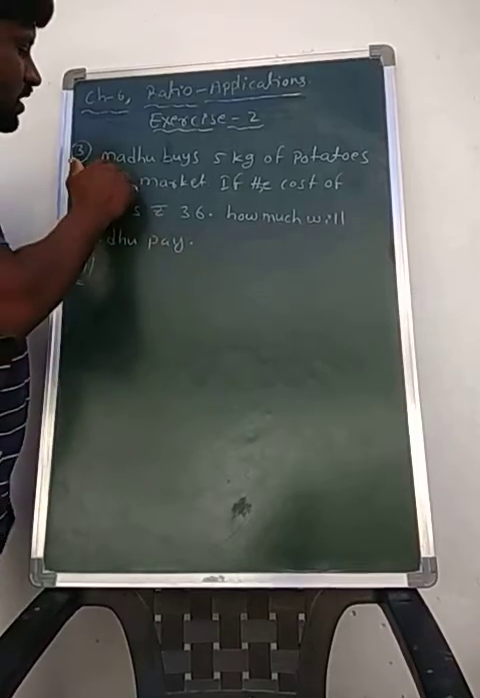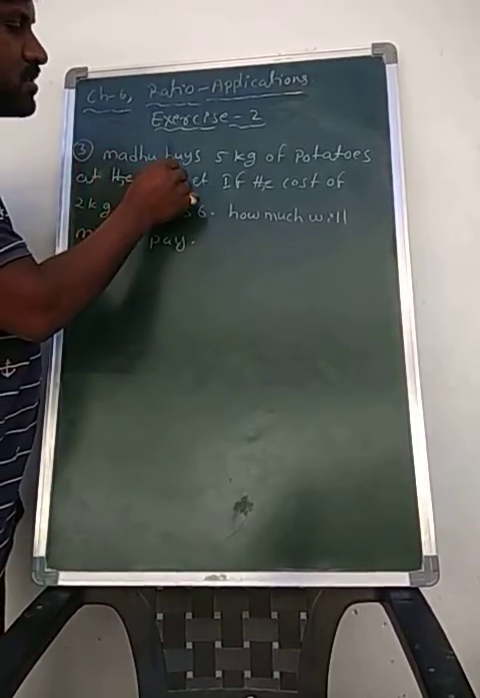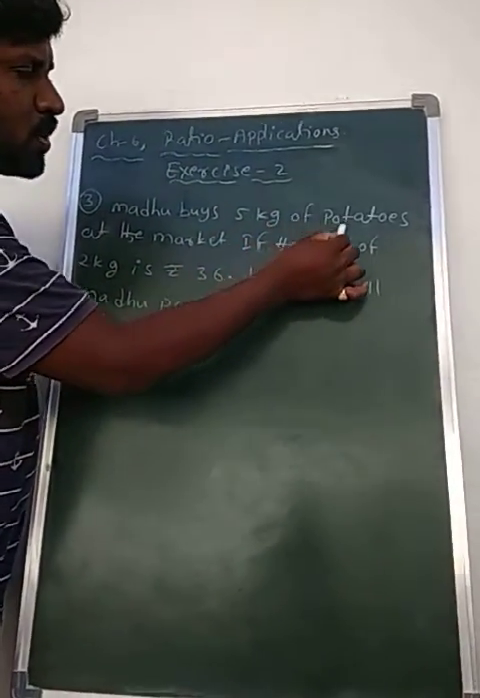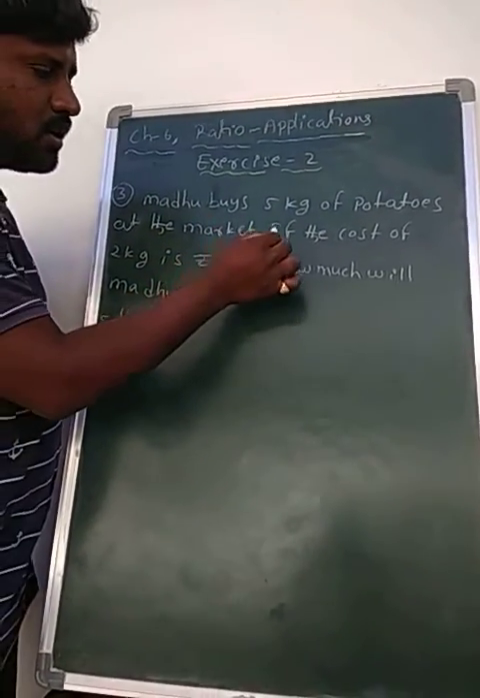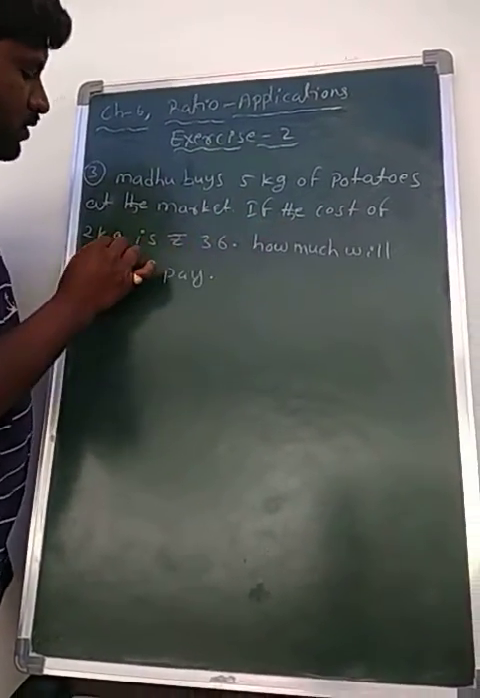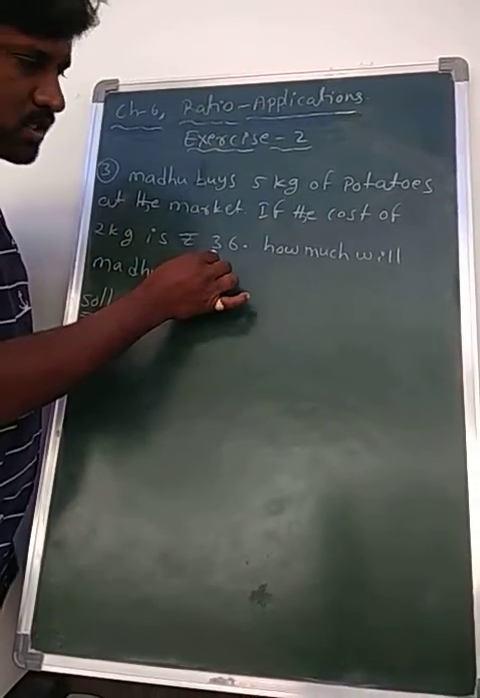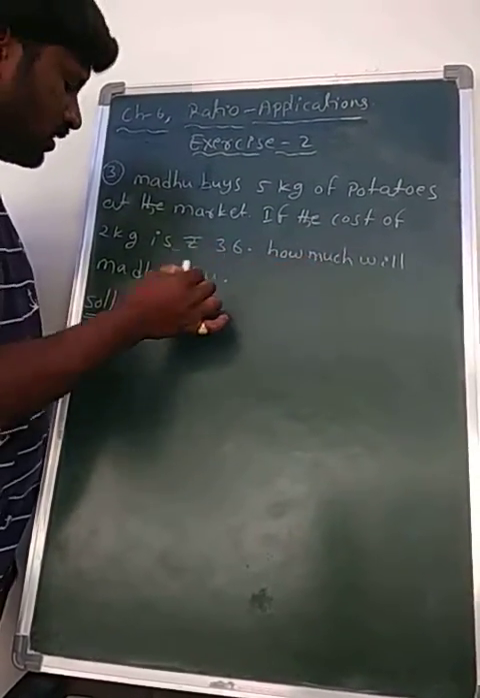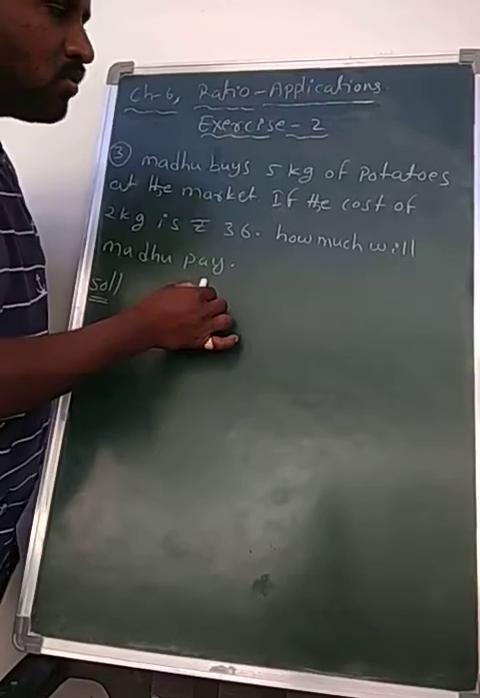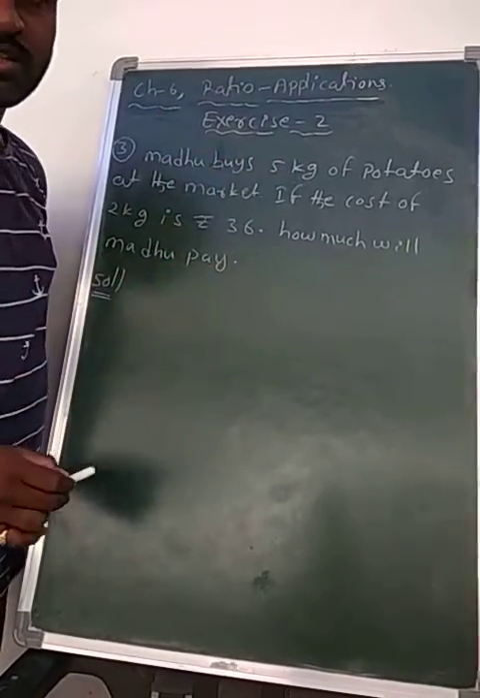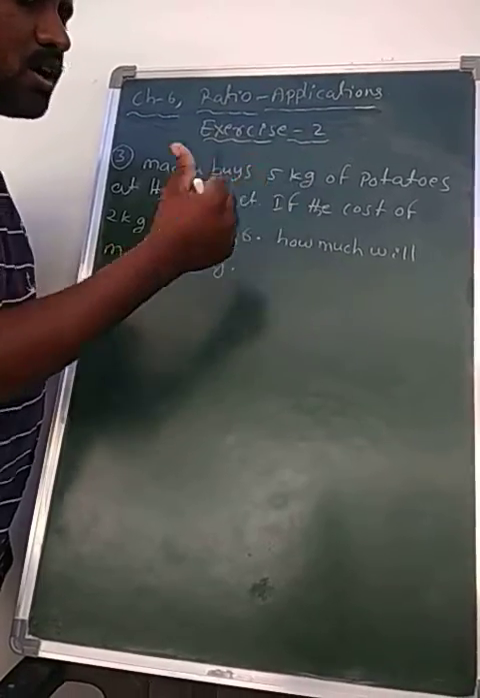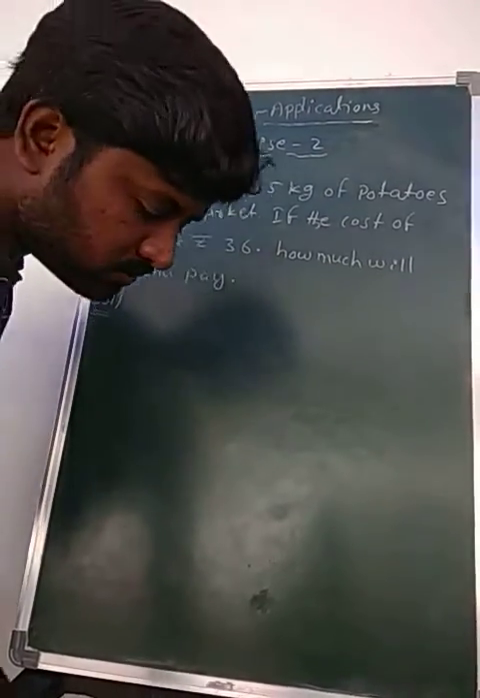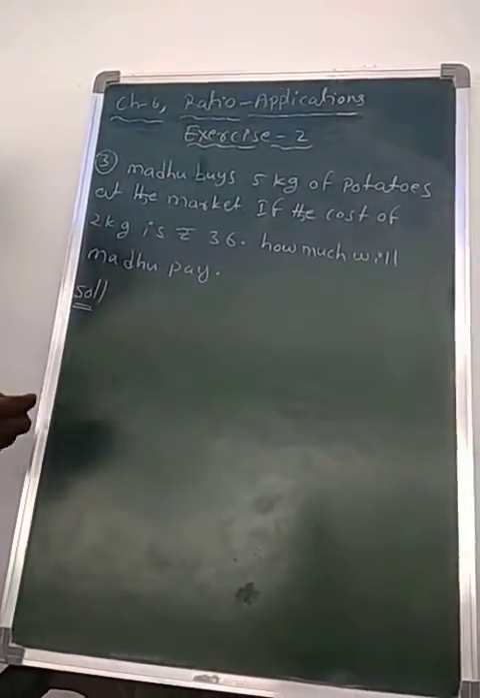The question is: Madhu buys 5 kg of potatoes at the market. If the cost of 2 kg is rupees 36, how much will Madhu pay? Means, what is the cost of 5 kg? Is it clear? 5 kg potatoes cost how much? Now I am writing the given data.